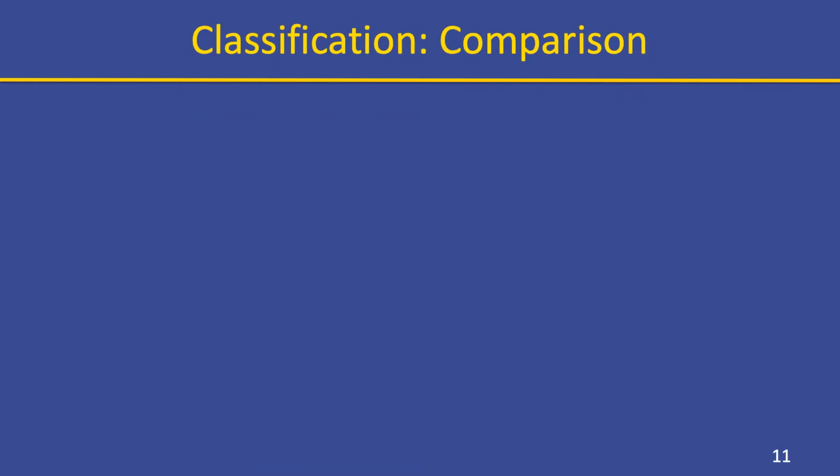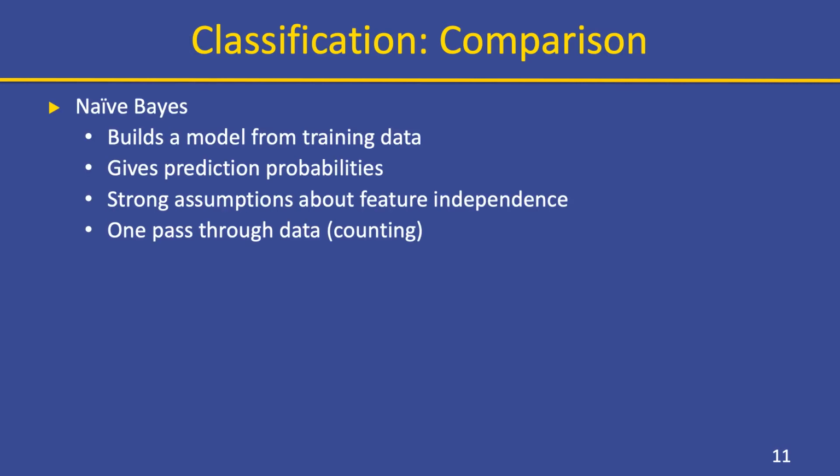Let's take a step back and compare the two classification algorithms that we have seen so far. The first classifier we've seen was naive Bayes. In naive Bayes, we built a model from our training data. We were able to compute prediction probabilities based on this model. We made strong and naive assumptions about feature independence, and the classifier made only one pass through the data. Each example was examined only once.